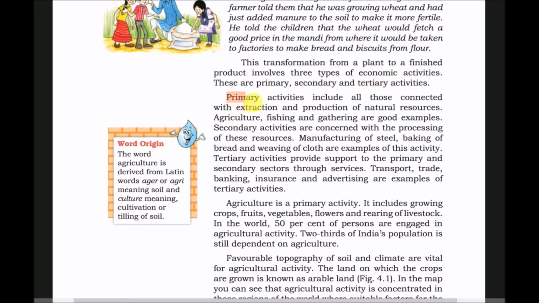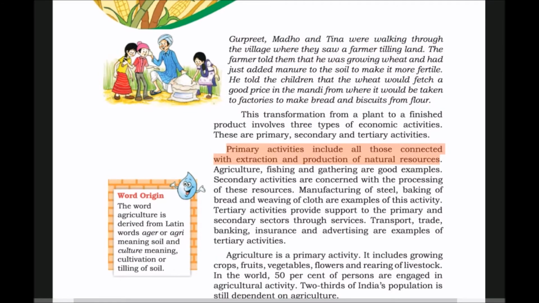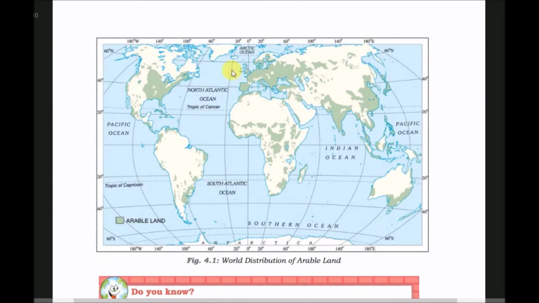Now, primary activities include all those connected with extraction and production of natural resources. So it is mainly growing crops, extracting minerals, etc. Now, let's see this map. It is also very important because it shows where the crops are grown in the country.